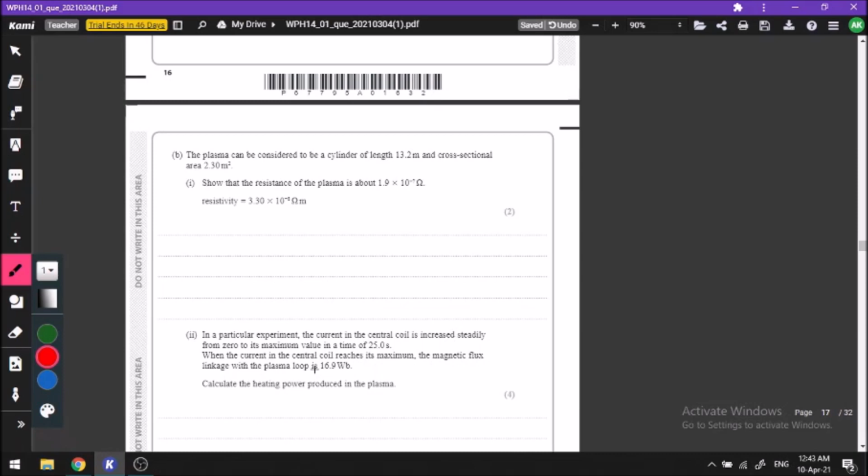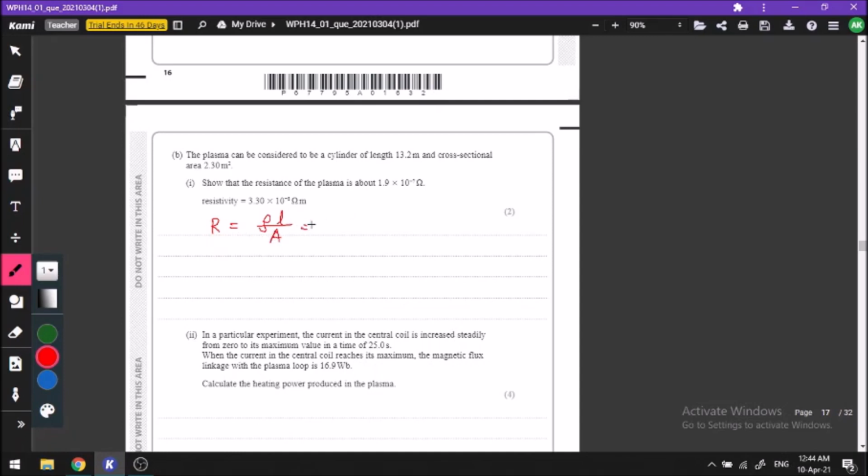The mathematical question. The plasma can be considered to be a cylinder of length 13.2 and cross-sectional area 2.3. Show that the resistance of the plasma is this much. So we have resistivity given here. We have one clue: we have to use the formula R = resistivity × length / area. So the resistance is what we have to calculate.